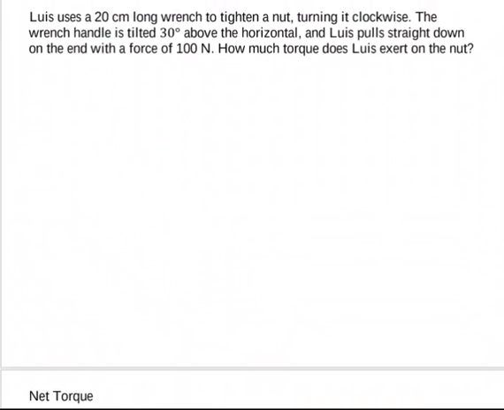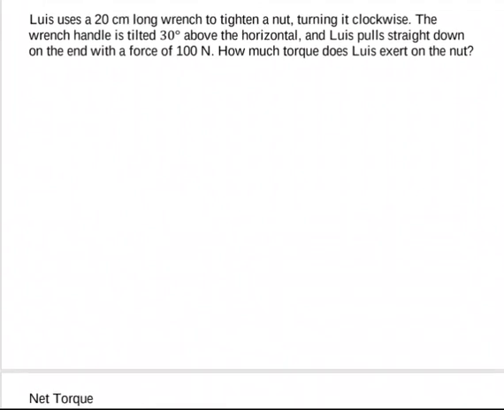Luis uses a 20 centimeter long wrench to tighten a nut, turning it clockwise. The wrench handle is tilted 30 degrees above the horizontal. Luis pulls straight down on the end with a force of 100 newtons. How much torque does Luis exert on the nut? What should we do? Let's draw a picture of it. Okay, so we have a wrench. It's going to be an amazing wrench.